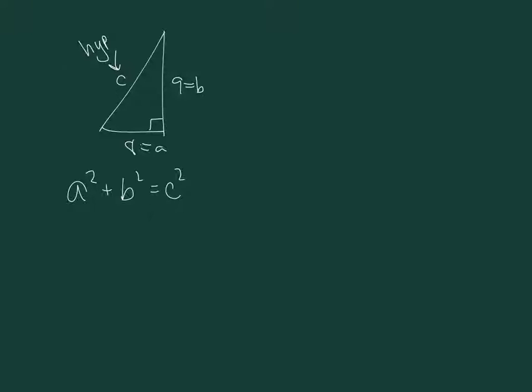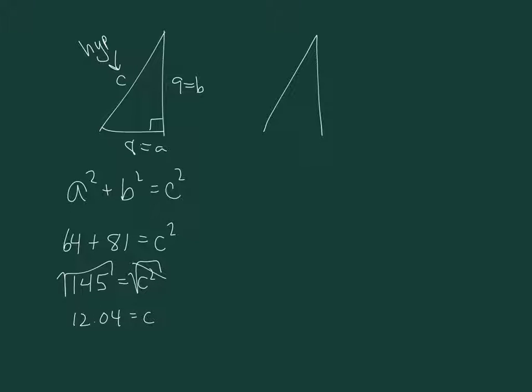So A squared is 64 and B squared is 81. So 64 plus 81, 145 equals C squared. Square root to kill off the square, the square root of 145 equals 12.04, and that is the length of C.